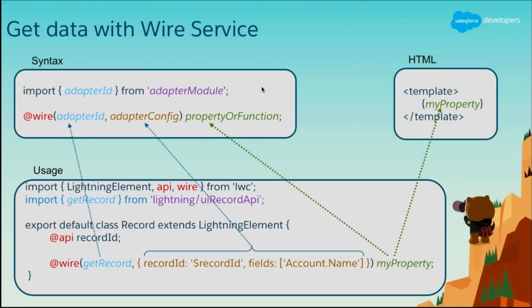Yeah, I've always wondered why the service is called wire service. I think it's getting a little clear now, because you're just wiring a property to a record or to a response from Lightning data service. Exactly. And then it's just connected automatically. Right. Yeah, that's pretty cool.